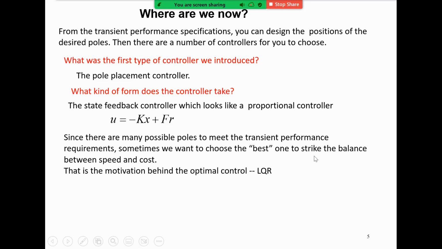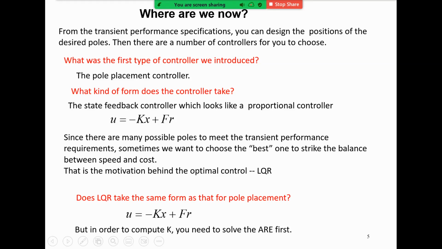And there are many possible poles to meet the performance requirements. Very often we want to choose the best one to strike the balance between the speed and the cost. That's the motivation for the second controller we have studied, the optimal control. Now, does the optimal controller take the same form as that for the pole placement? Actually, it also has the same form. The only difference is the way you compute this gain matrix. So this time you need to solve this algebraic Riccati equation.